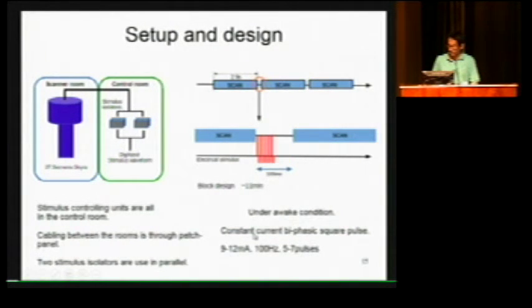We are using a constant current biphasic square wave pulse stimulus, with 9 to 12 milliamps at 100 hertz, and 5 to 7 pulses. So the stimulation period is just 50 to 70 milliseconds.